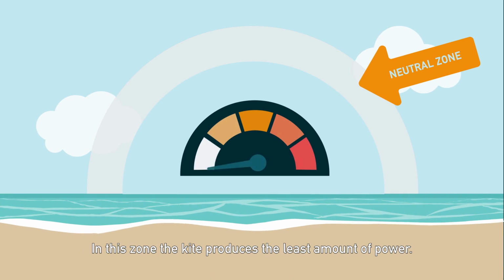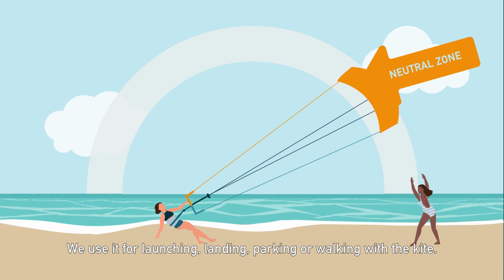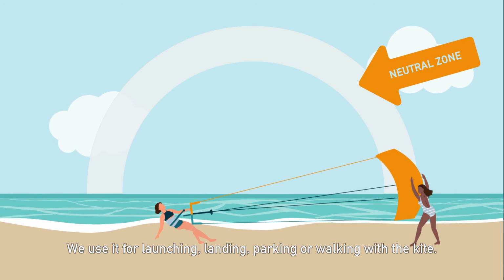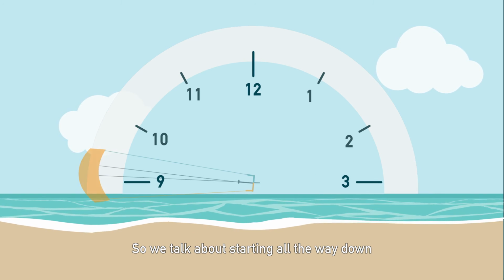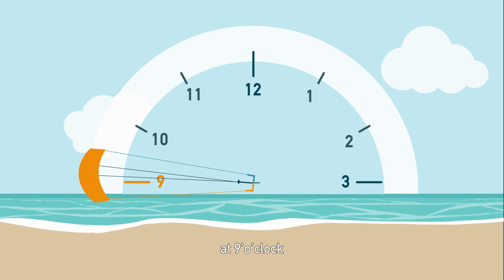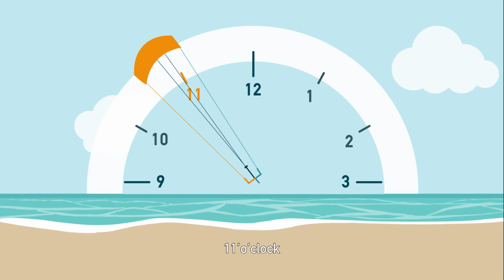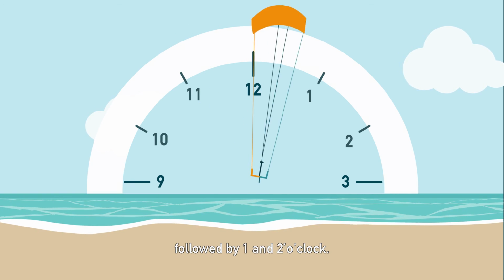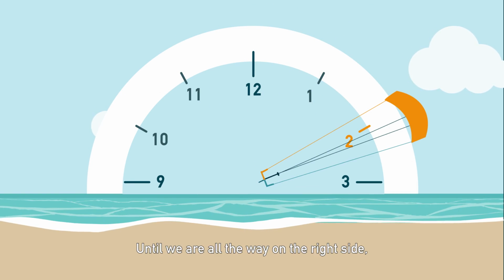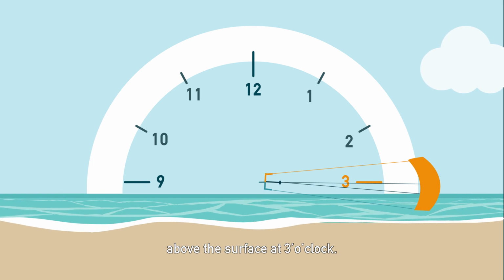In this zone, the kite produces the least amount of power. We use it for launching, landing, parking, or walking with the kite. Imagine a clock. So we talk about starting all the way down at left at 9 o'clock, going up to 10, 11 o'clock, until we reach 12 o'clock, which is right above our head, followed by 1 and 2 o'clock, until we are all the way on the right side above the surface at 3 o'clock.